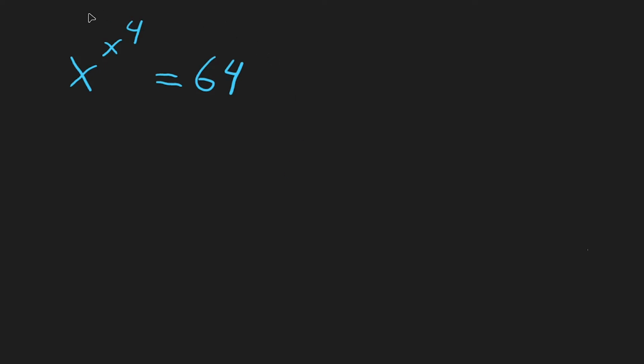Hello guys, let's solve this Math Olympiad equation. To solve this, we will need a rule: a to the power m, to the power n, equals a to the power m times n, and that's also equal to a to the power n, to the power m. And we will use this in a little bit.